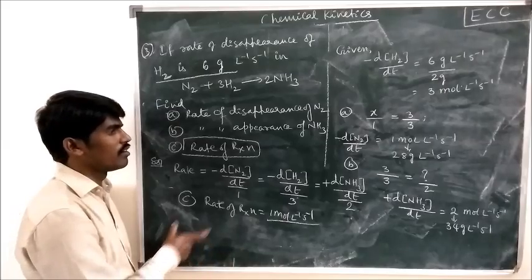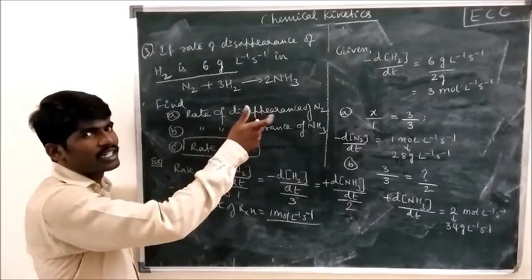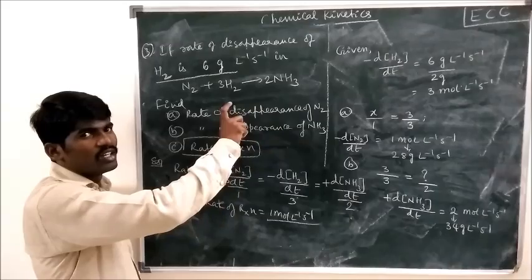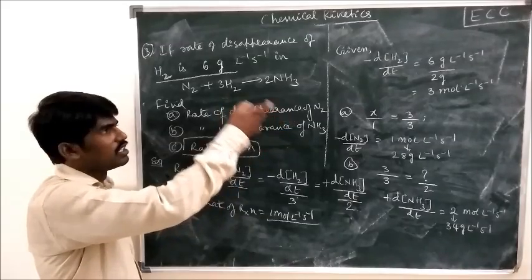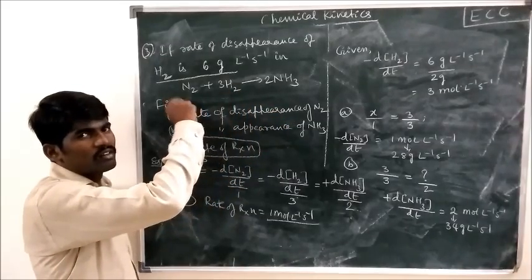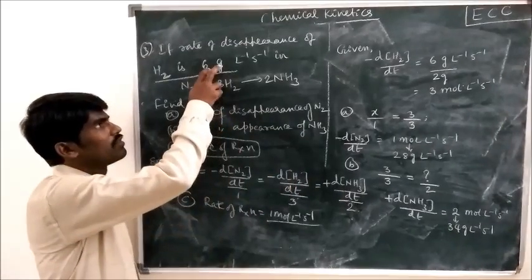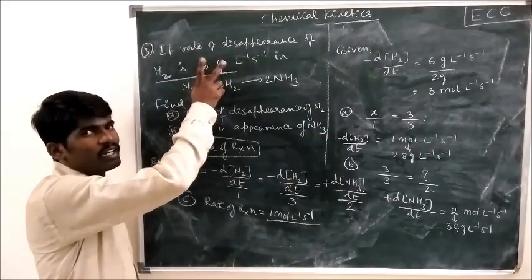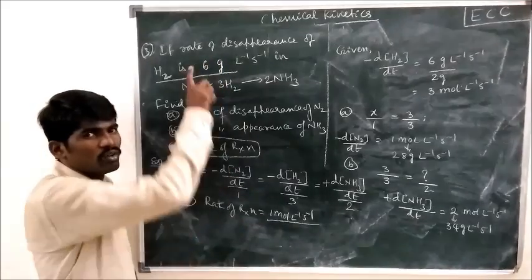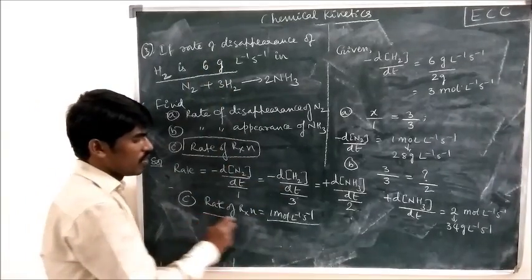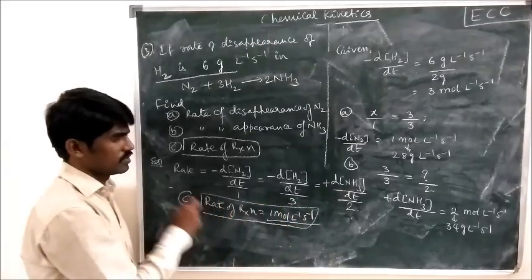So far we have done rate of reaction with respect to reactant and product when given in mole liter inverse second inverse. In the second numerical, what we have done is if they change the stoichiometric coefficients. In the third one, what we have done is if they have given in gram liter inverse second inverse, you have to convert into moles, right? So finally what you got? Rate of reaction. Right? Copy it.